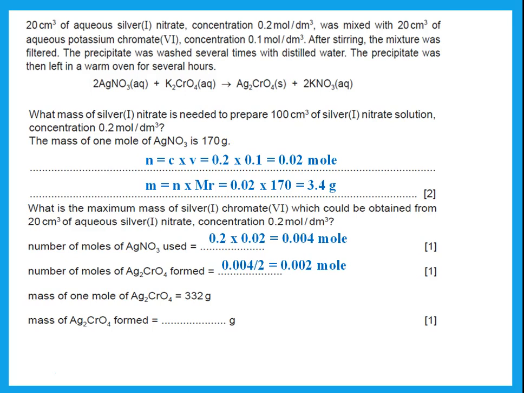Now, he already gives me the mass of 1 mole, which is the MR of silver chromate, and he wants the mass. How do I get mass? Mass is number of moles times MR, and that comes out to be 0.664 grams.